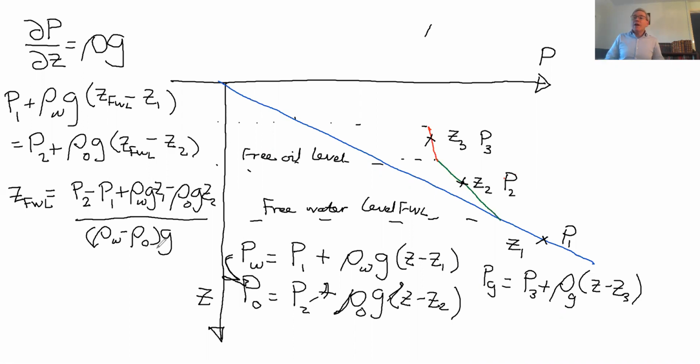Okay, so that tells me, from two pressure measurements, I drilled a well, I've measured pressure in the water, I've measured pressure in the oil. If I know the density of those fluids, then I can find a simple equation and I can find the free water level where those two pressures are the same. Okay, I can do the same with the gas.